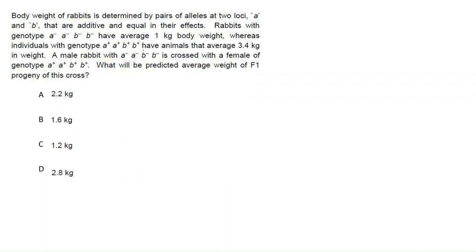Next. The body weight of rabbit is determined by a pair of alleles at two loci, A and B, and they are additive in nature. So the presence of an allele adds some amount to the particular character like height or weight. This is called additive nature. If more of this allele is there, the effect will be more; if less of the allele is present, the effect will be less. The rabbit with genotype A minus A minus B minus B minus has an average 1 kg body weight.